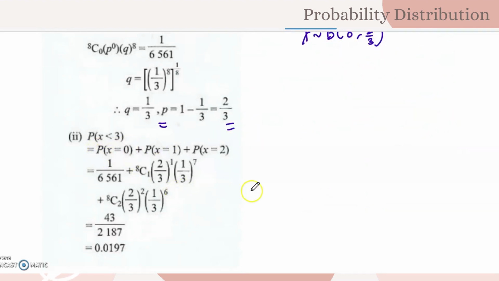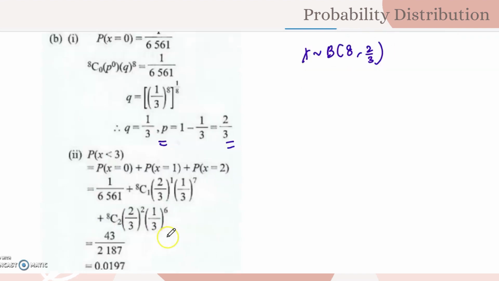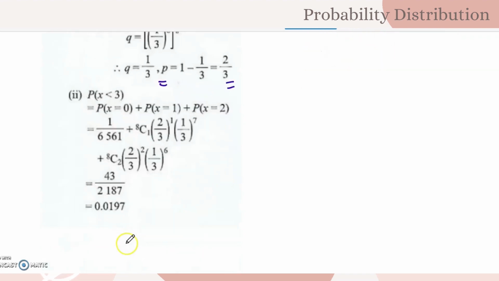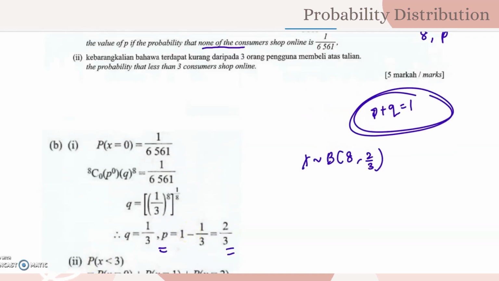Okay, so next question is the probability that less than 3 consumers shop online. So that means when it is less than 3, kita akan refer kepada either there is none person shop online, or only 1, or only 2, but it's not included 3. Okay, jadi kita kena calculate one by one. So we already have x equal to 0 just now, and then we calculate for P(x equal to 1) and then P(x equal to 2). Okay, and we substitute into the formula, and we get 0.0197. That is all about the binomial distribution.